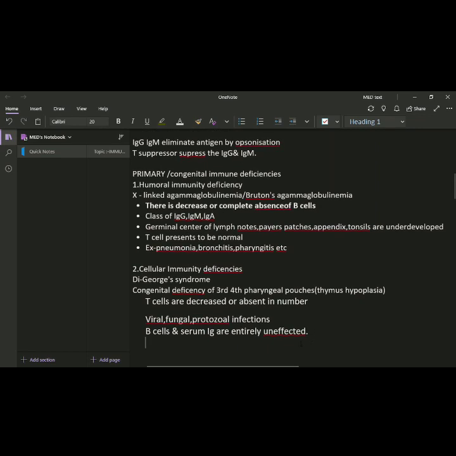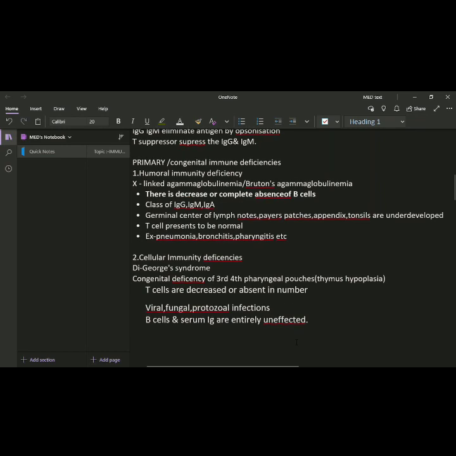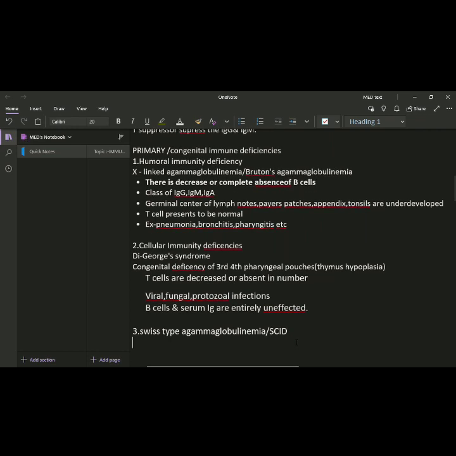Alright. Now we will move on to the third type of immunodeficiency, that is called Swiss type agammaglobulinemia. This is also called severe combined immunodeficiency disease. Severe combined immunodeficiency. So this is an X-linked disorder.